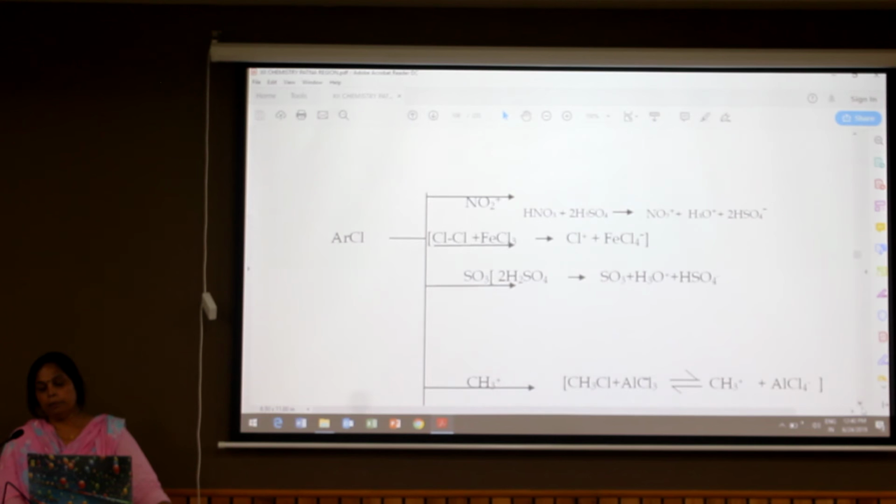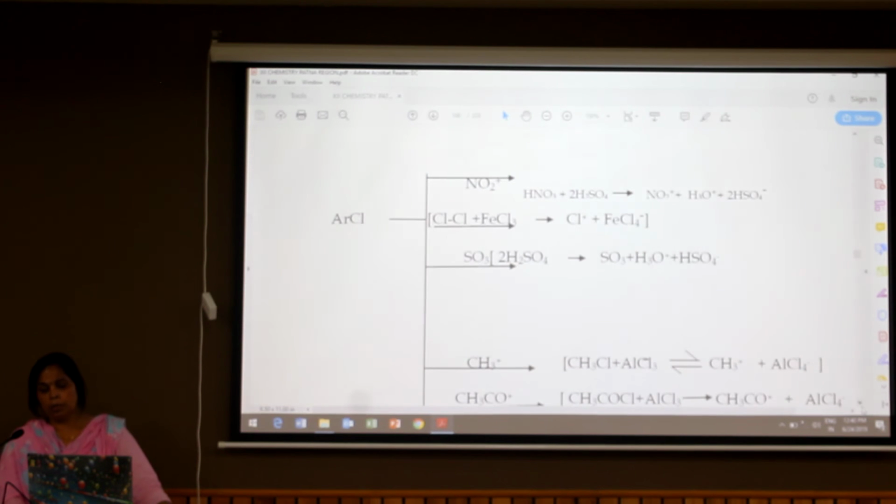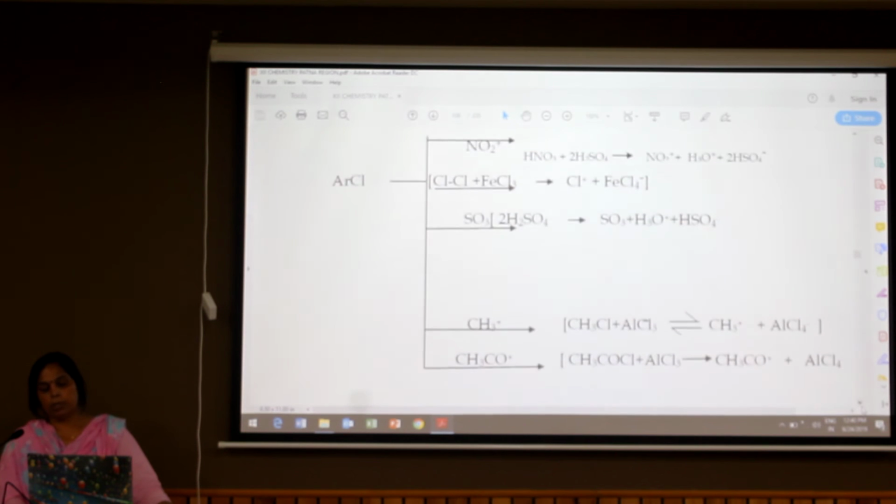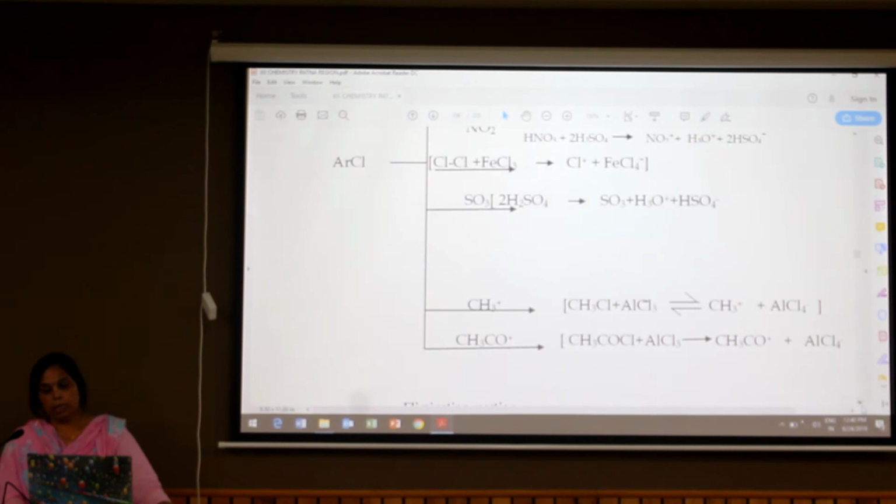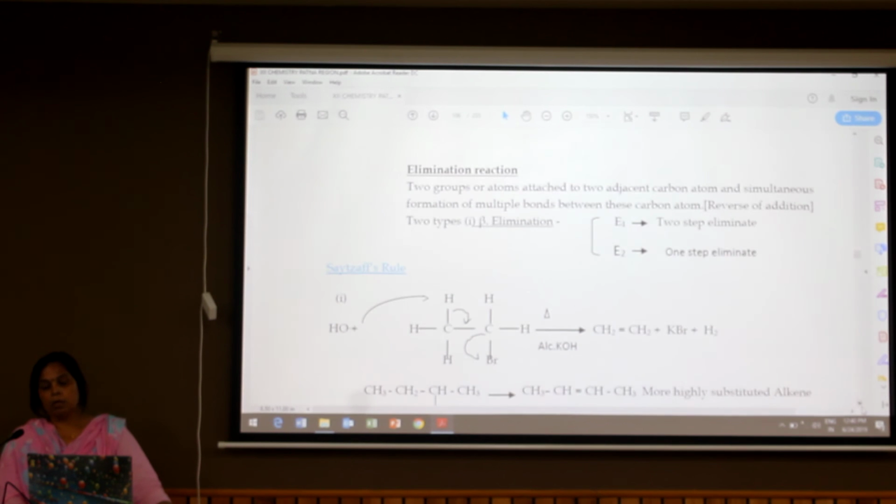Haloarenes are ortho and para directing, so when they show electrophilic substitution reactions, we get ortho and para compounds. There are also the Friedel-Crafts reactions, alkylation and acylation. Now we start the elimination reaction. When alkyl halide is heated with an alcoholic medium of NaOH or KOH, alkenes are formed; an elimination reaction takes place. Why does it occur?